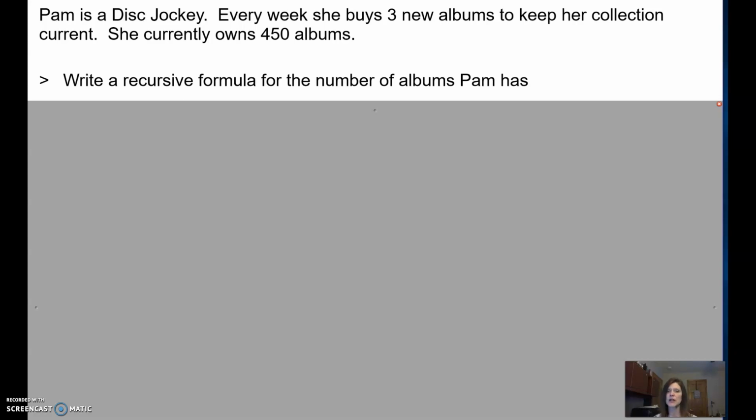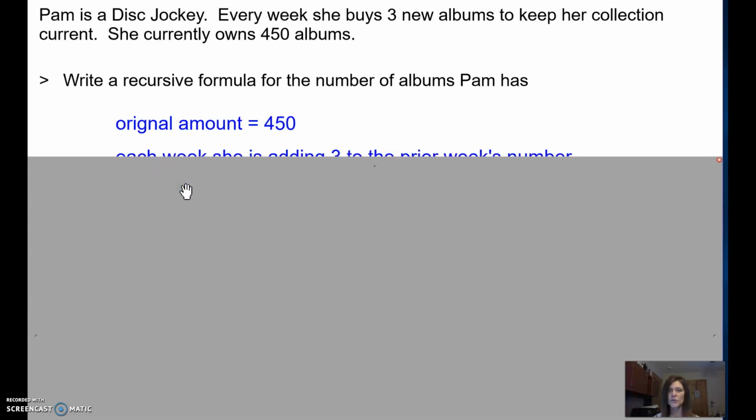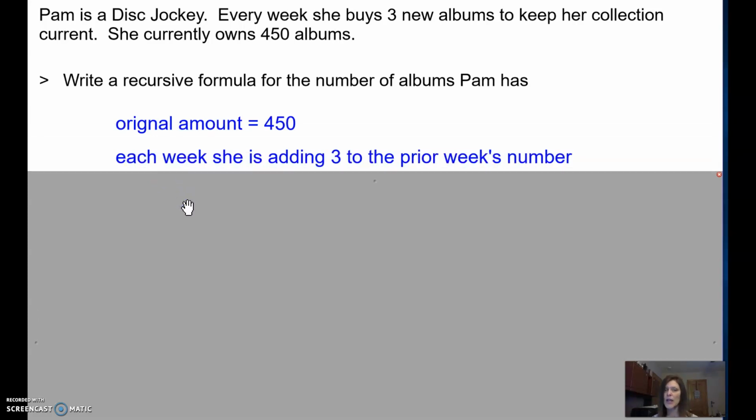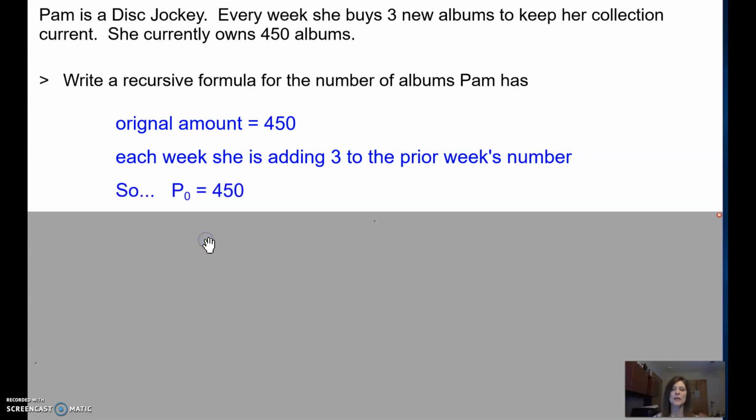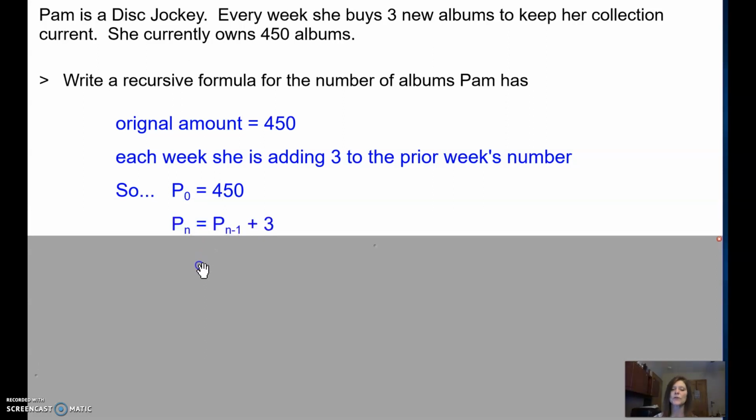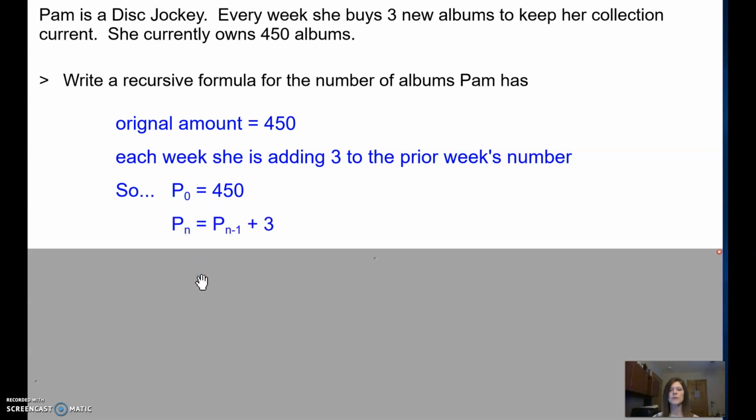First one, Pam is a disc jockey, and she's buying 3 new albums every week, and she's starting with 450 albums. A recursive formula is going to be telling me how much I start with. So again, she has 450 to start with. It has to involve the change, to tell me how to get from one to the next. She's adding 3. So I would say p sub 0, the starting point, is 450. And then in general, p sub n is going to be the one right before you, p sub n minus 1, plus 3. And it is a plus 3 because she's adding albums.